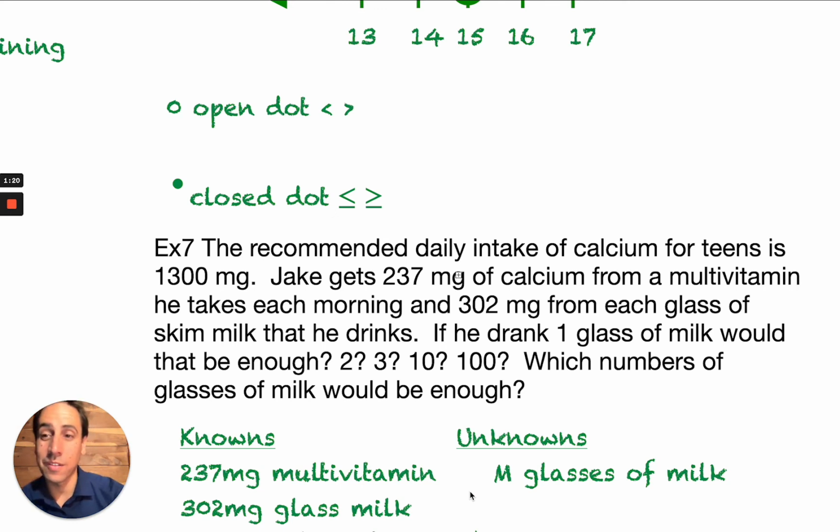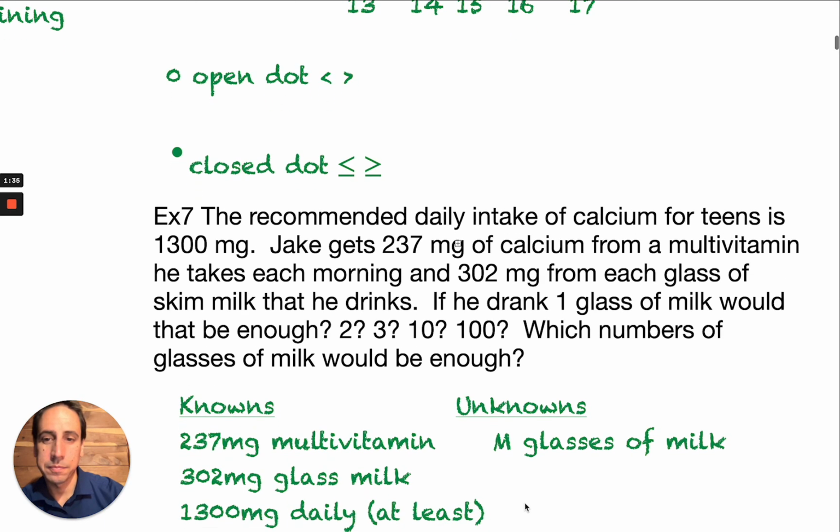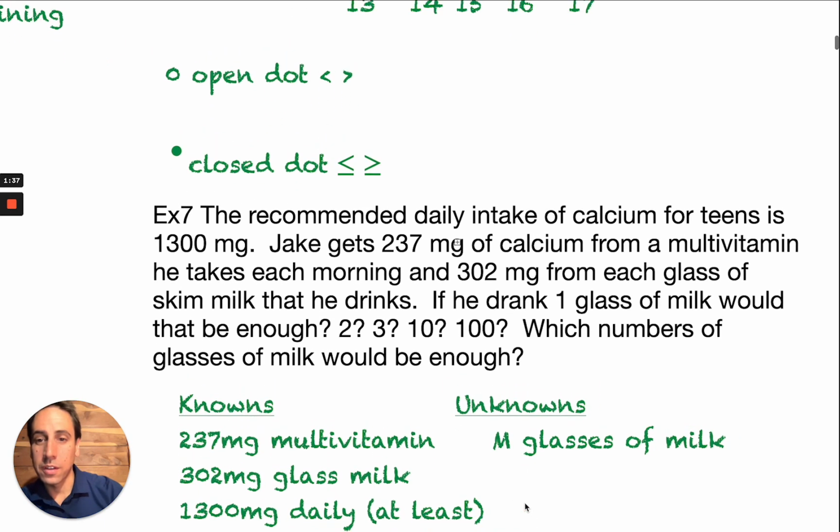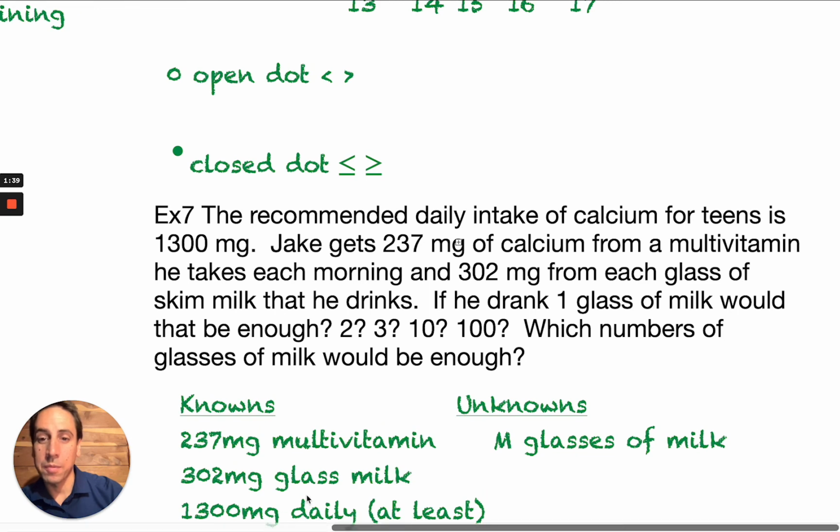So let's assign the letter m to the thing we don't know. And we don't know it because we looked at the question: which numbers of glasses of milk would be enough? Glasses of milk is a thing we don't know, so we'll let that be m. Oh, we also need to know that there are 1,300 milligrams of calcium daily. That's at least. It's okay to get more.